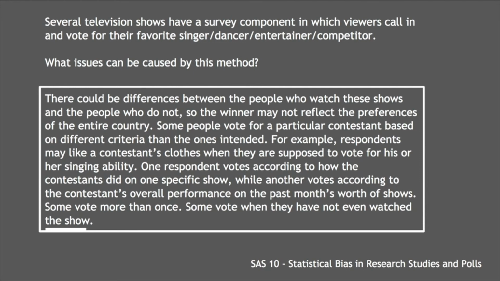Some people vote for a particular contestant based on different criteria than the ones intended. For example, respondents may like a contestant's clothes when they're supposed to vote for his or her singing ability. That happens all the time, especially in American Idol when it was real popular. One respondent votes according to how the contestants did on one specific show, while another votes according to the contestant's overall performance on the past month's worth of shows. And some vote more than once, and some vote when they haven't even watched the show.